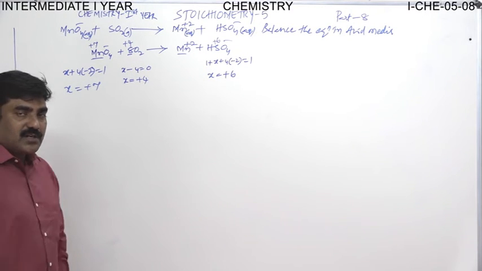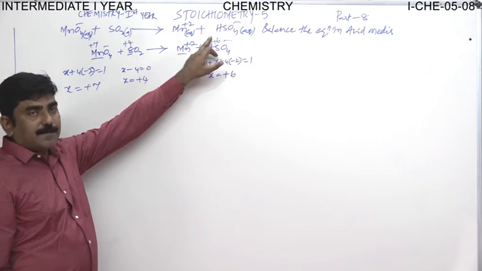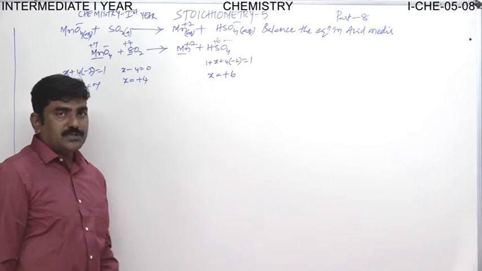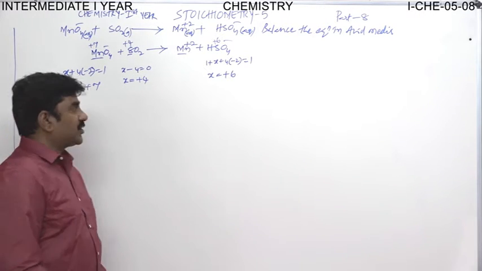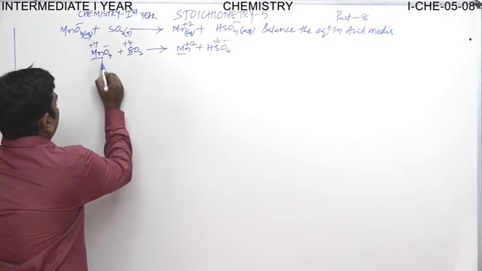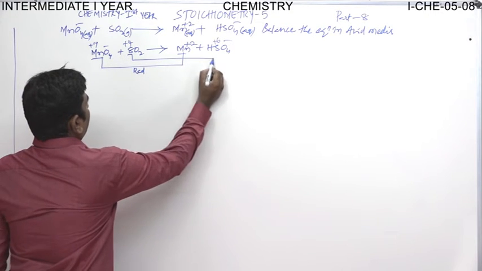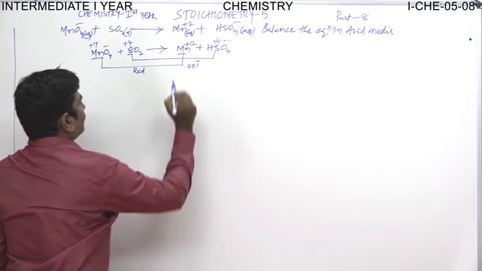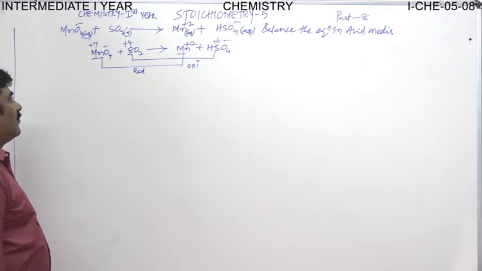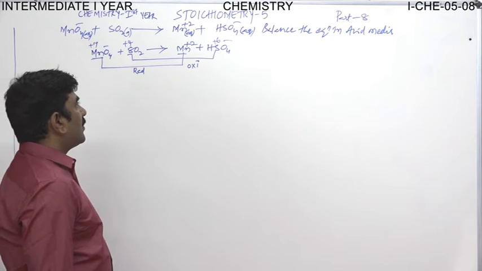Which is oxidation and which is reduction? Plus 4 to plus 6. Positive charge increasing. So which one is it? Oxidation. Plus 7 to plus 2. Positive charge decreasing. Therefore, what is it? Reduction. So SO2 to HSO4 minus is oxidation, and MnO4 minus to Mn plus 2 is reduction.